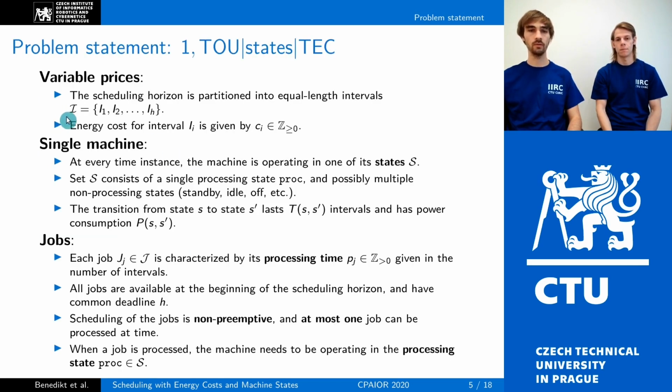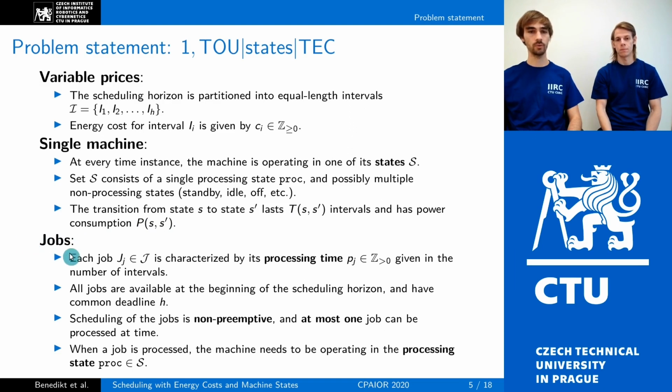We are given a set of equivalent intervals that partition the scheduling horizon. Each interval is characterized by a cost Ci. We assume a single machine environment where the machine is operating in one of possible states in every time instant. The set of states consists of a single processing state called proc and at least one non-processing state such as standby, idle, off, and so on. The transition between two states takes some time, which is captured by a function t, and which is measured by a number of intervals. Moreover, the transition has power consumption given by function p.